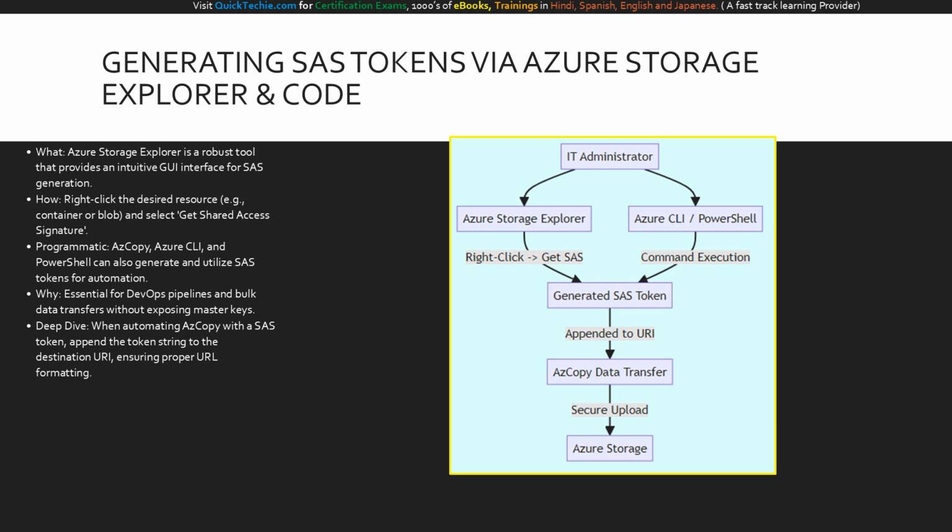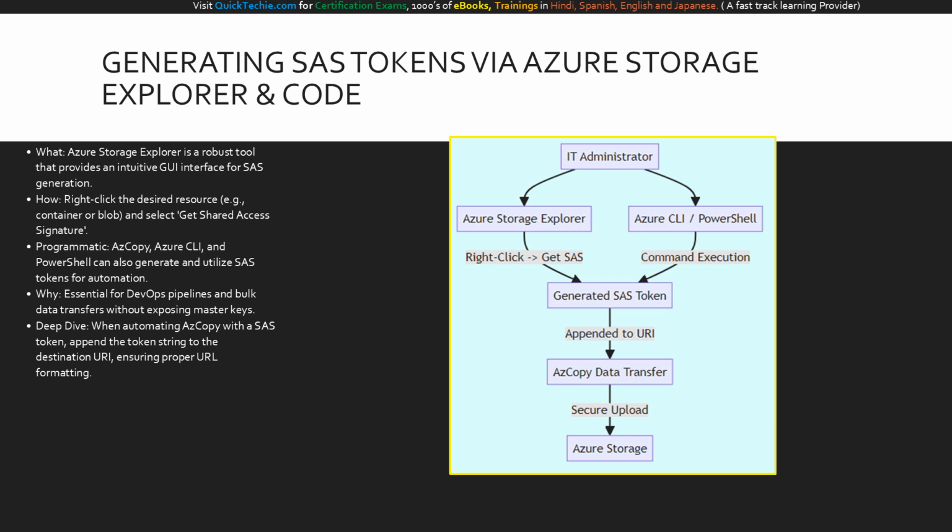Azure Storage Explorer is a powerful cross-platform application that provides a very intuitive GUI for storage operations. To generate a token here, you simply right-click the specific container or blob and select Get Shared Access Signature. It is incredibly easy. But what about automation? You can programmatically generate and utilize SAS tokens using Azure PowerShell, the Azure CLI, or the AzCopy utility. Why is this necessary?